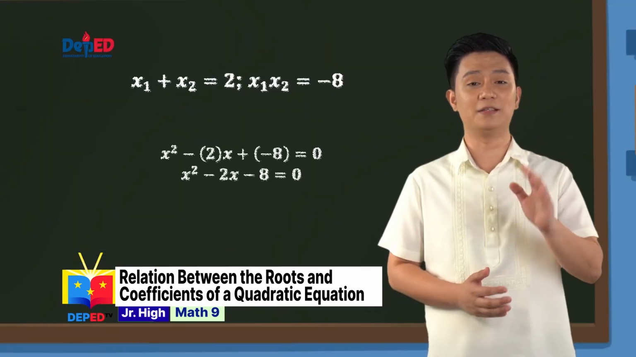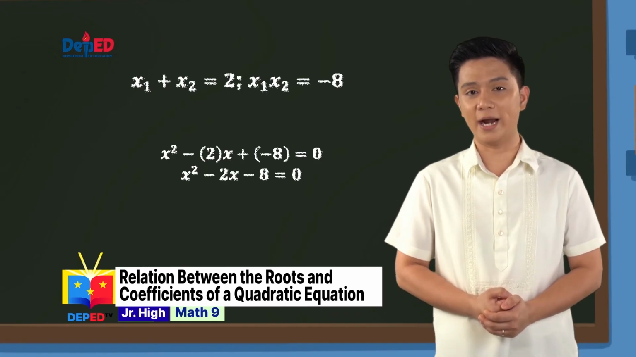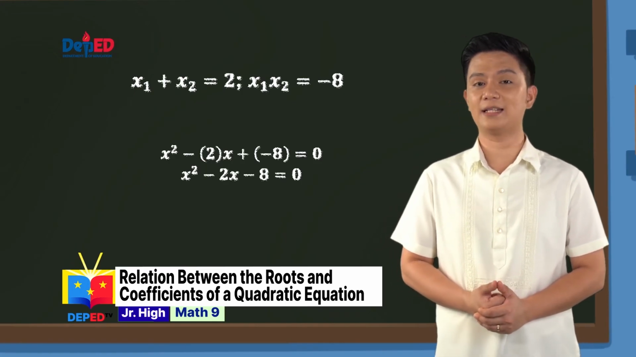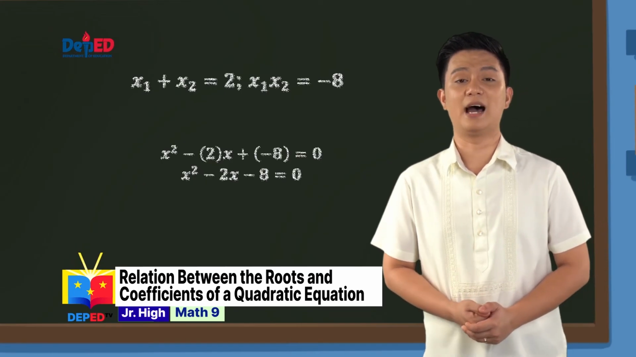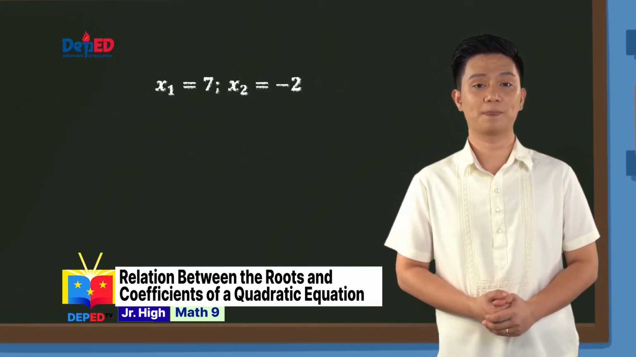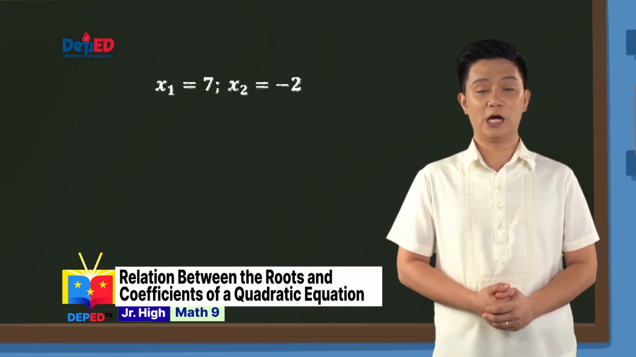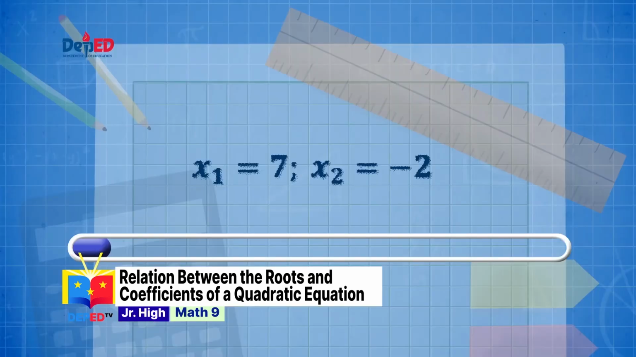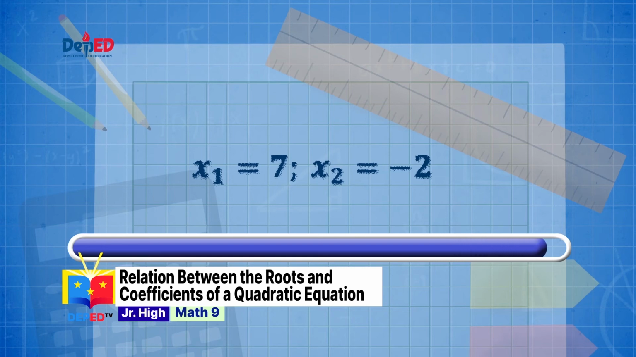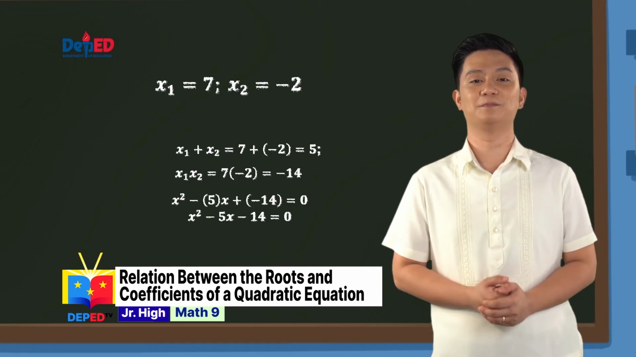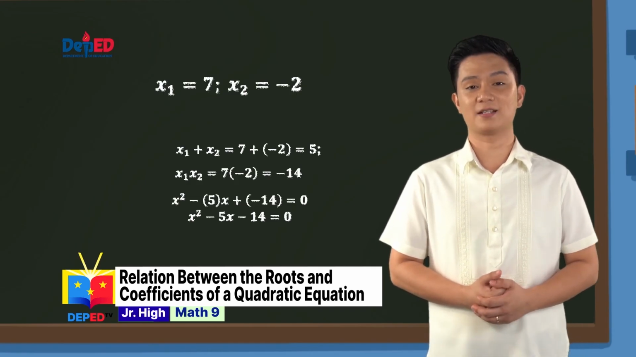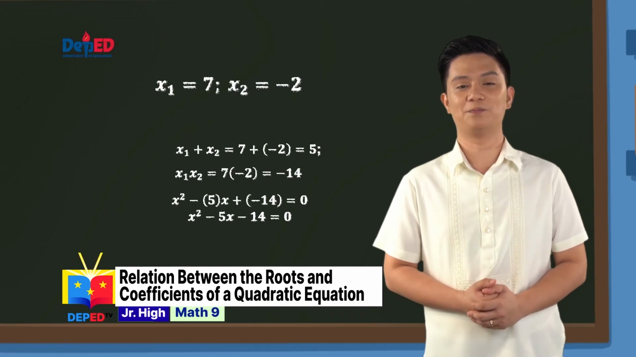And time is up. The answer is x squared minus 2x minus 8 equals 0. Item number 2. The roots are 7 and negative 2. Another 15 seconds. Go! Time is up. The answer is x squared minus 5x minus 14 equals 0.